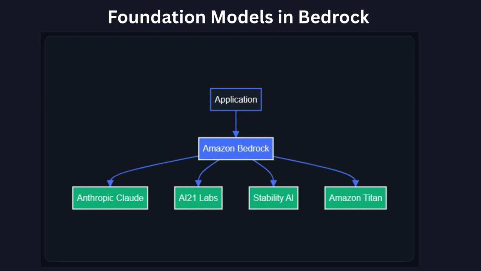Anthropic Claude is used for reasoning and long context tasks. Amazon Titan provides embeddings. Stability AI handles image generation, and AI21 Labs focuses on text generation. Switching models only requires changing the model ID.